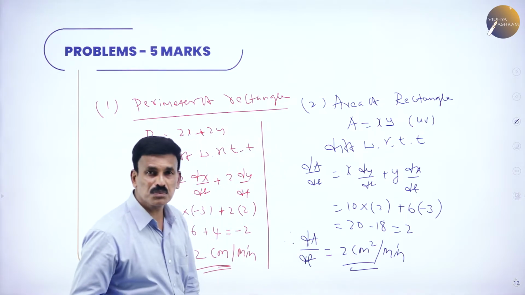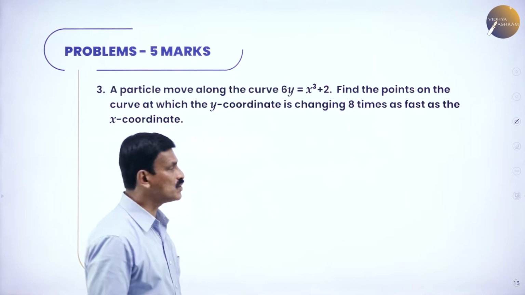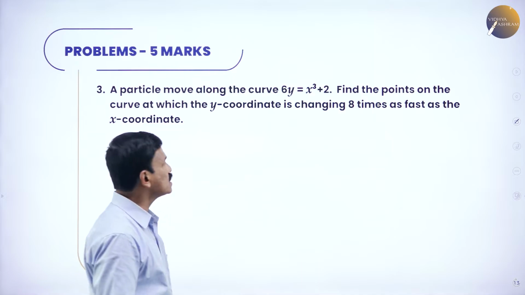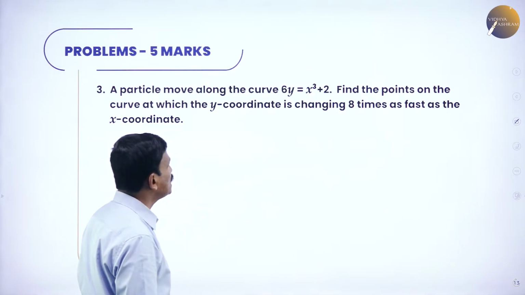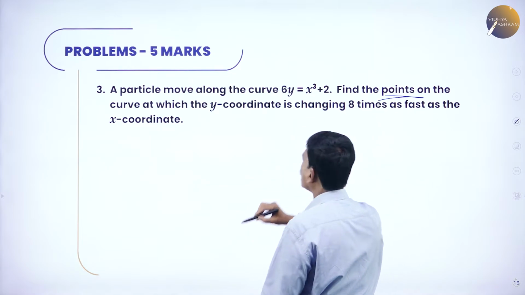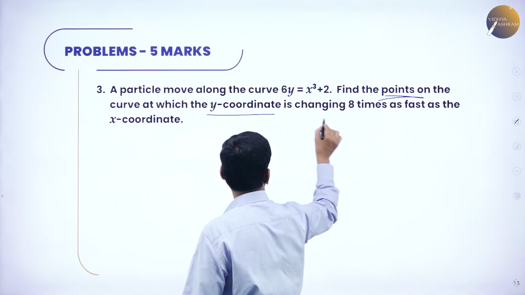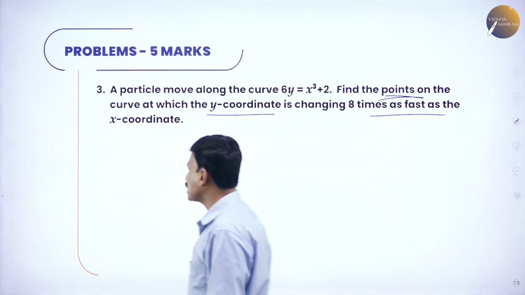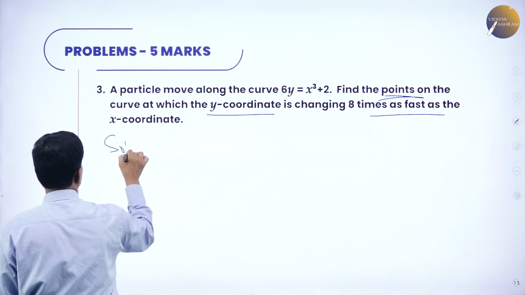Now come to the next problem. Now what is the problem given? Just go to the problem. This is also important. A particle moves along the curve 6y is equal to x cube plus 2. Find the point on the curve. So what is required is to find the point on the curve at which the y coordinate is changing 8 times as fast as the x coordinate. This is also important. Now let us come to the solution.